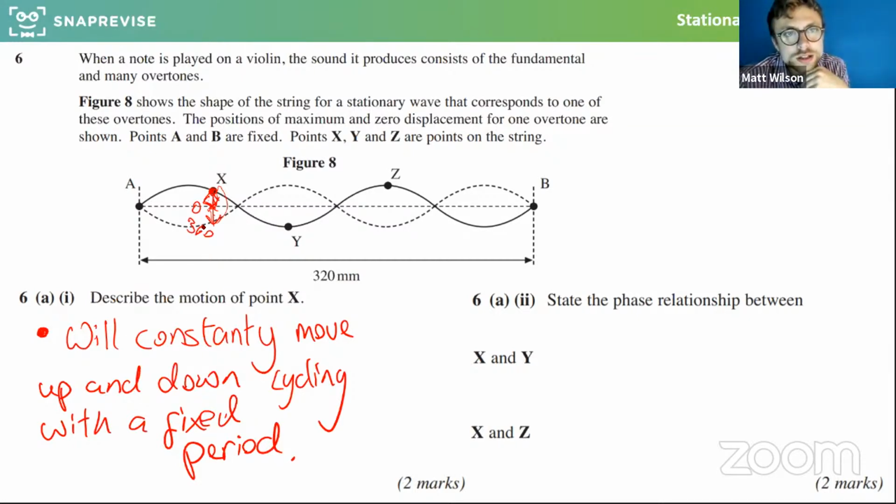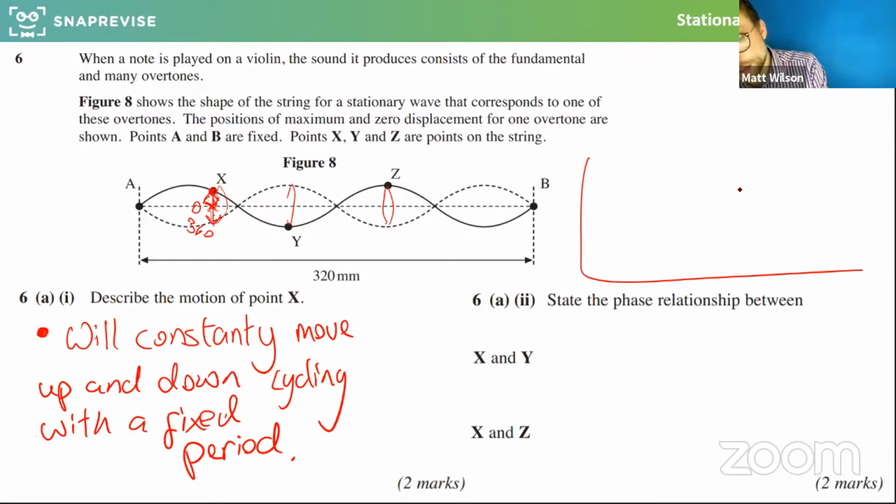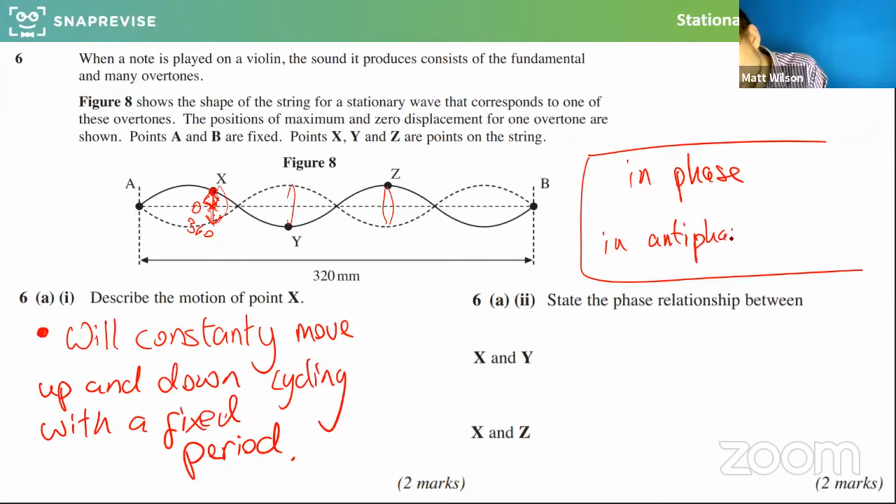Okay. Now they ask us to state the phase relationship between a few of the points on these waves, and they're all doing their own oscillations. And we can talk about the difference between how far through their own cycles they are. Okay, so I need to introduce some terminology that I haven't mentioned yet. So when two points are at the same point of their cycle, we call them in phase. And when two points are 180 degrees apart in phase, we call them in antiphase. So this is a 180-degree phase difference, and this is a 360 or a 0-degree phase difference. Okay, so it's just extra fancy words.